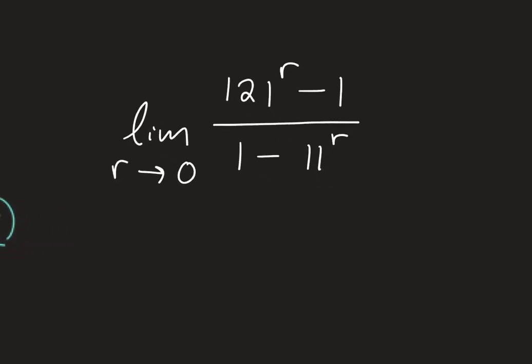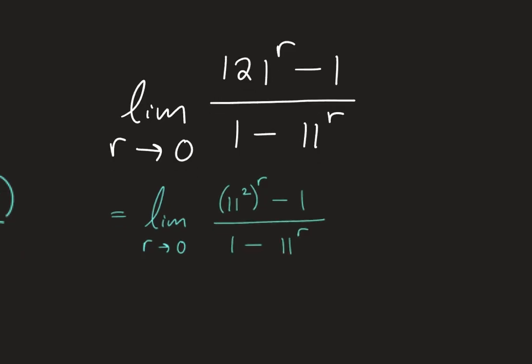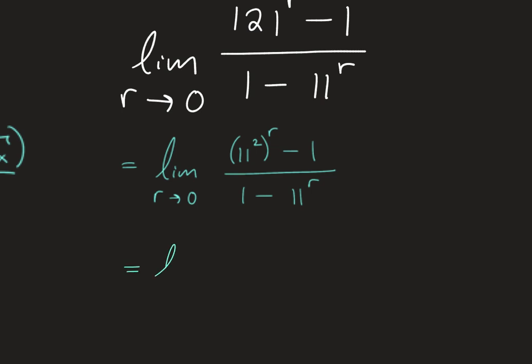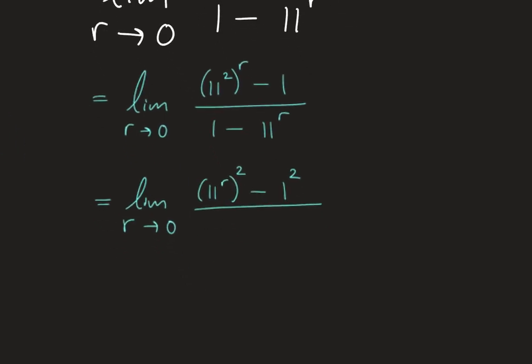But, oh my gosh, this is really more of a lesson on difference of squares. You got to love the difference of squares, because I am seeing that this is the same thing as (11^r − 1) divided by (1 − 11^r)... which is the same thing as the limit as r approaches 0 of ((11^r)^2 − 1^2) divided by (1 − 11^r). Okay, 1 is the same thing as 1 squared.